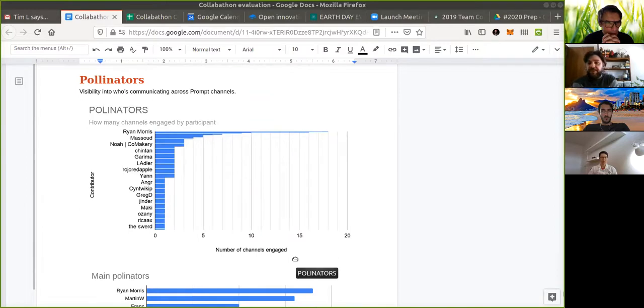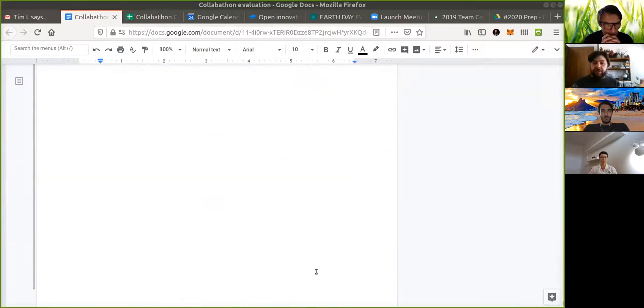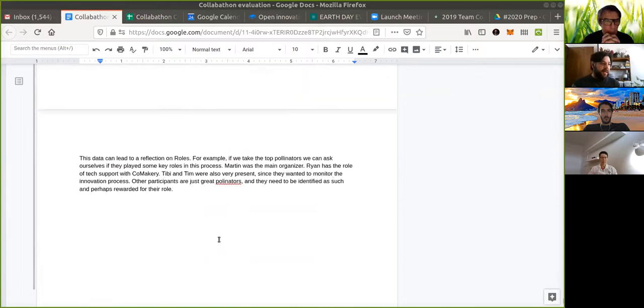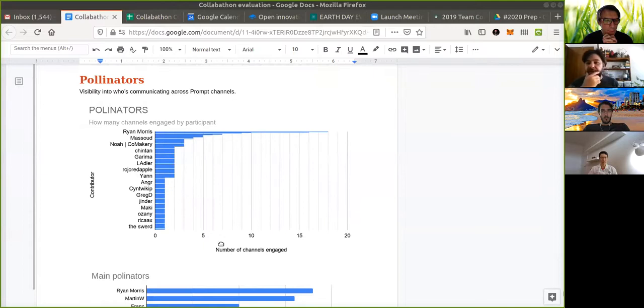Then you can look at the role of pollinators, and you can even cross them together, to see if communicators are also pollinators or not. So pollinators are the people that jump from one prompt to another. These are the people that inform different people in different clusters of actions or different silos of what's going on in the other silos, and carry information with them and expose everybody to everybody else, right?